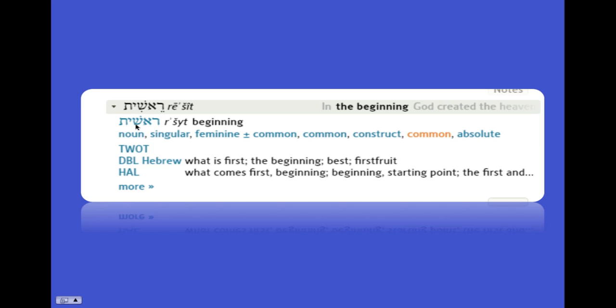So notice here that at the end of the word is the ending that shows that it's feminine. Also, there are links here to the Theological Word Book of the Old Testament, the DBL Hebrew article, and I have another lexicon called HALOT. You will have DBL, which is what we're going to use as a link to Theological Word Book, and I will talk about that later.